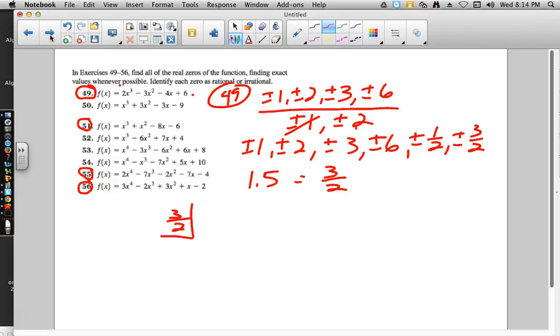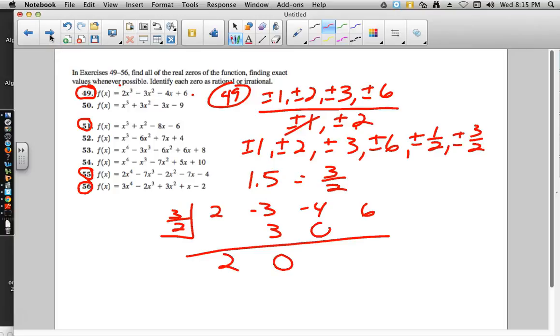So we're going to do synthetic with 3/2 with 2x cubed minus 3x squared negative 4x plus 6. And what I'm doing while I'm writing this down is I'm just double checking that they're in standard form and there's nothing missing. Otherwise I'd have to put a 0 in place for the coefficients. Bring the 2 down, multiply 2 times 3/2 and you get 3. Negative 3 plus 3 is 0. 0 times anything is 0.